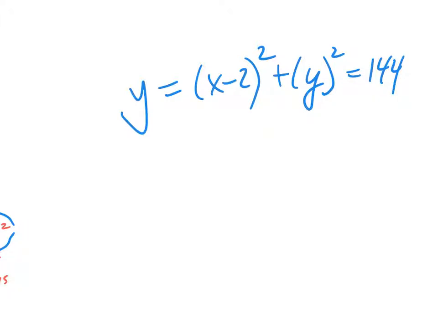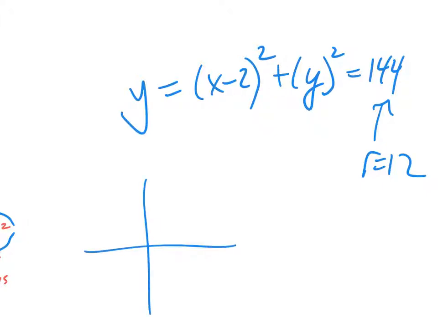What do you think the radius of the circle was? Yes, 12. Okay, how did we get that? It must have been a 12 squared at the end there, right? So then the radius must be 12. Okay, and then where was the center of this circle? It isn't at 0, 0. It's been moved.